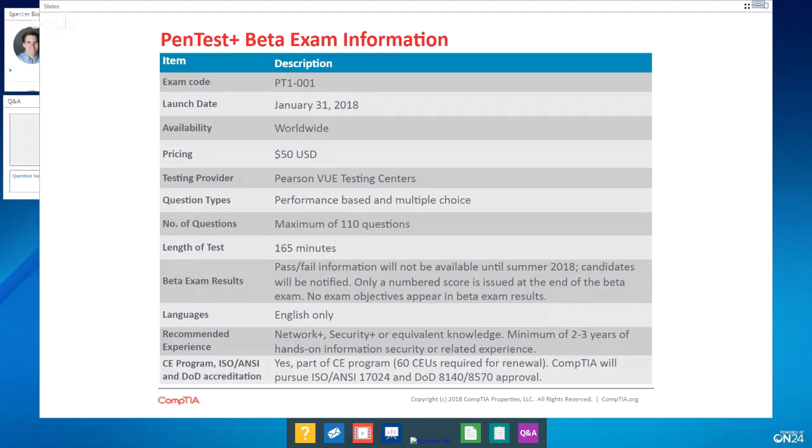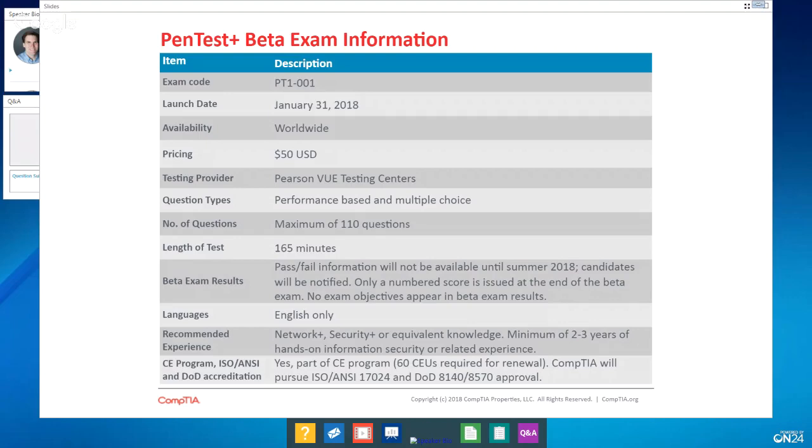The beta will be in English only. Recommended experience: we ask that someone has Network Plus and Security Plus knowledge before taking it. Target audience here would be, at a minimum, somebody with 2 to 3 years of hands-on information security or related experience. So people that have been working at the intermediate level of pen testing are our target audience for the beta.